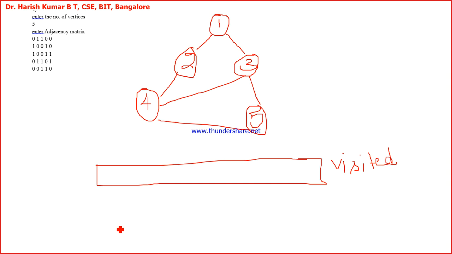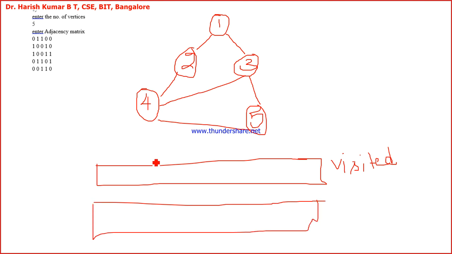So from the node 3 I'll start. I'll consider this as the starting node. Now the adjacent nodes to 3 are 1, 4 and 5. Now I'll push them onto the stack: 5, 4, 1. And our next node to visit is 1.